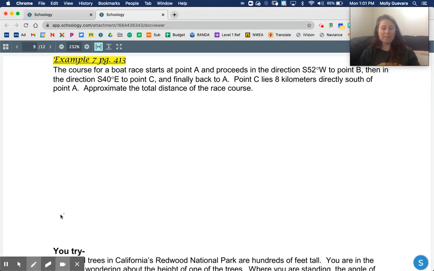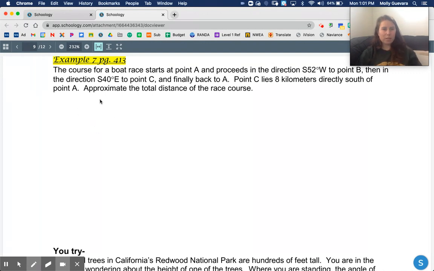Okay, so let's look at a problem that involves bearing and involves sine, and I think we'll have some fun. Okay, so let's read it. A course for a boat race starts at point A and proceeds in the direction of south 52 degrees west to point B, and then in the direction south 40 degrees east to point C, and finally back to point A. Point C lies 8 kilometers directly south of point A.